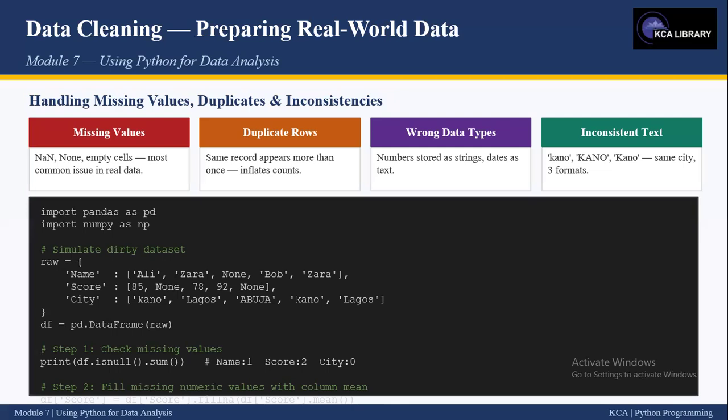Sixth, we correct data types using the pd.to_numeric function. And that is how this example demonstrates how to find the missing values, duplicate rows, wrong data types, and inconsistent text. So that's how you can find them.